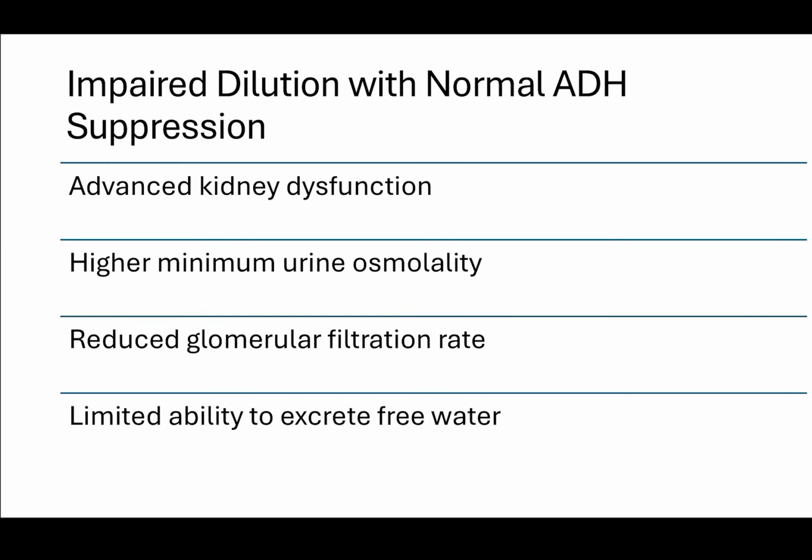In advanced kidney disease, structural and functional nephron loss prevents maximal urine dilution. Even when ADH is appropriately suppressed, the kidneys cannot excrete excess water efficiently, leading to hypotonic hyponatremia.